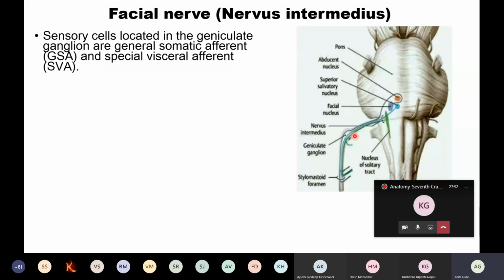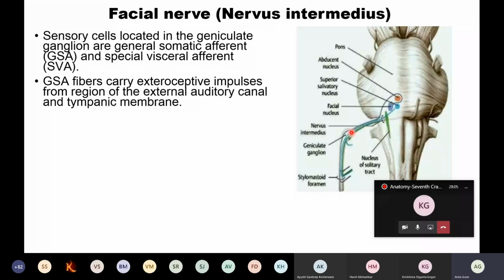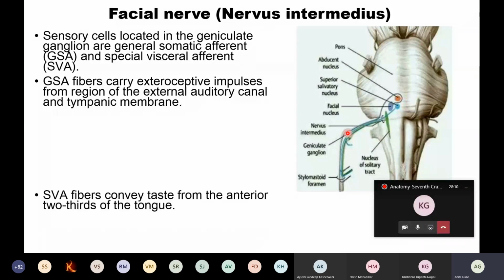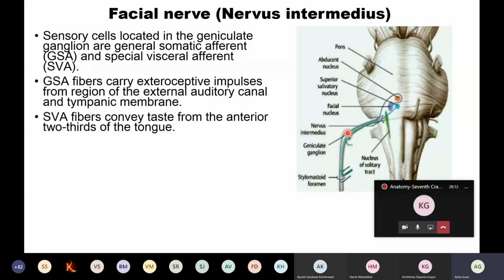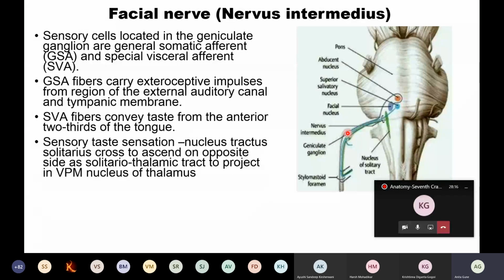As we said, the geniculate ganglion, which is situated in the path of the facial nerve, we will see in detail later, will have the afferent fibers, that is general somatic afferent and the special visceral afferent fibers. So these general afferent fibers, we said they are exteroceptive impulses, right? And the special visceral afferents are taste sensations. They will come and relay over here, and from there they will go through the sensory route, and the taste sensation will relay in the nucleus tractus solitarius, upper part of the nucleus tractus solitarius.